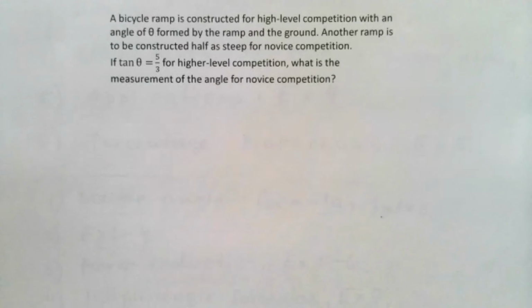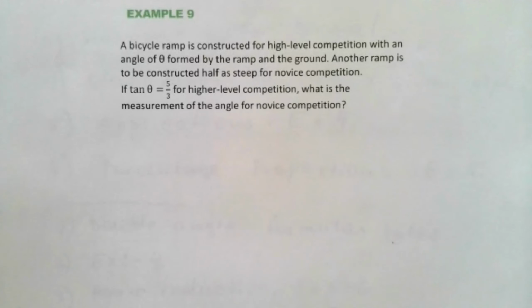Example 9, which reads: a bicycle ramp is constructed for high-level competition with an angle of theta formed by the ramp and the ground. Another ramp is to be constructed half as steep for novice competition. If tangent alpha equals 5/3 for a higher level competition, what is the measurement of the angle for novice competition?